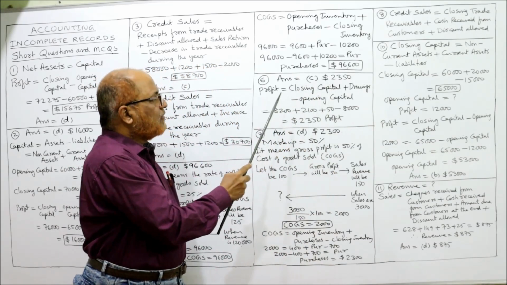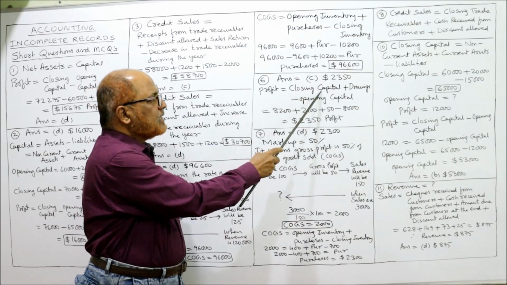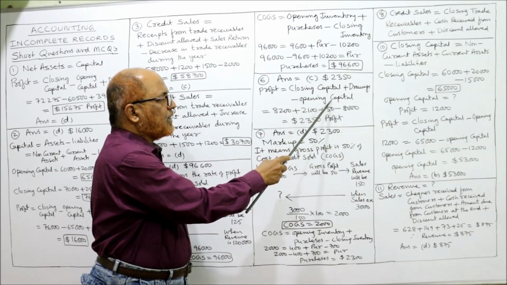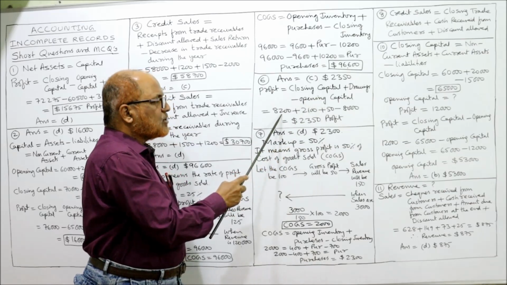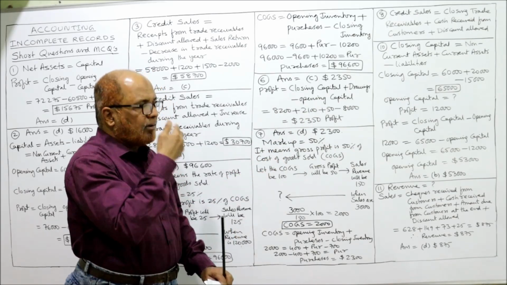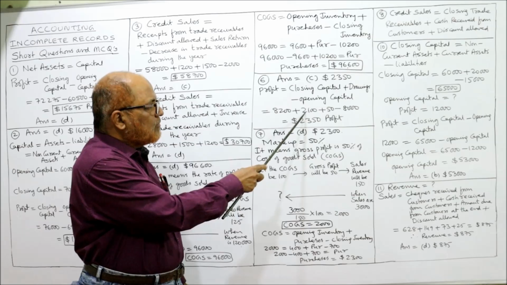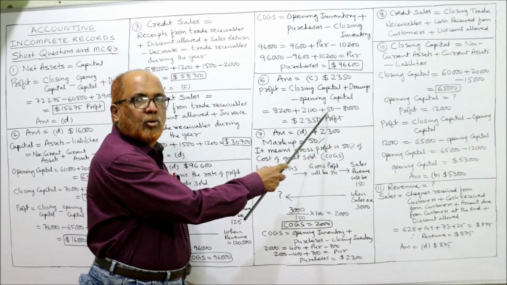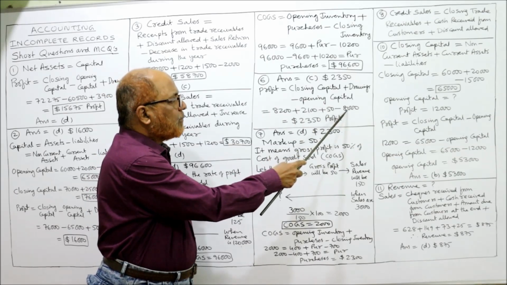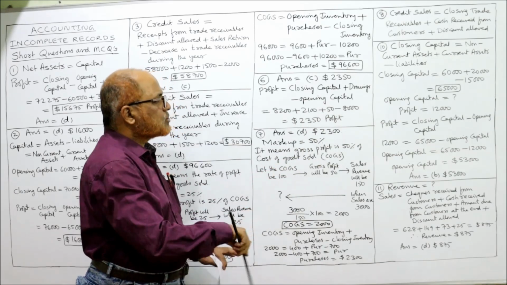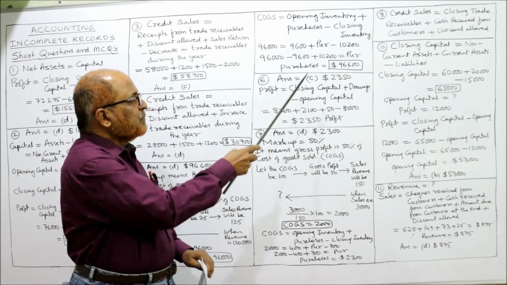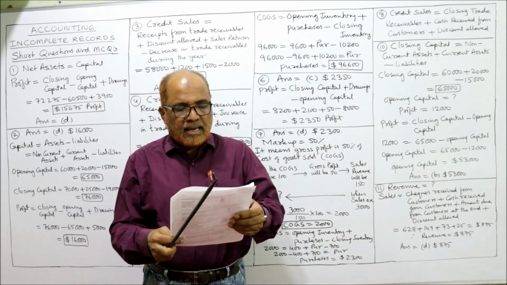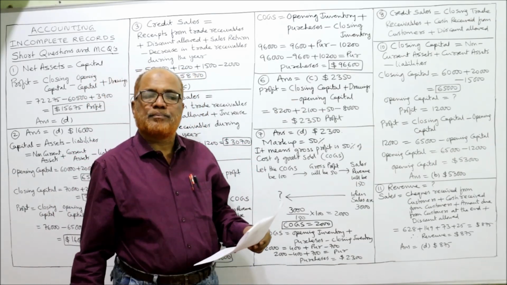Answer is C. So how did we get it? Profit is equal to closing capital plus drawings minus opening capital. Closing capital is given, 8,200. Drawings are given: cash drawings 2,100, and goods drawings are 50. And opening capital is 8,000. So profit comes to 2,350. C is the answer. Next comes the seventh problem.